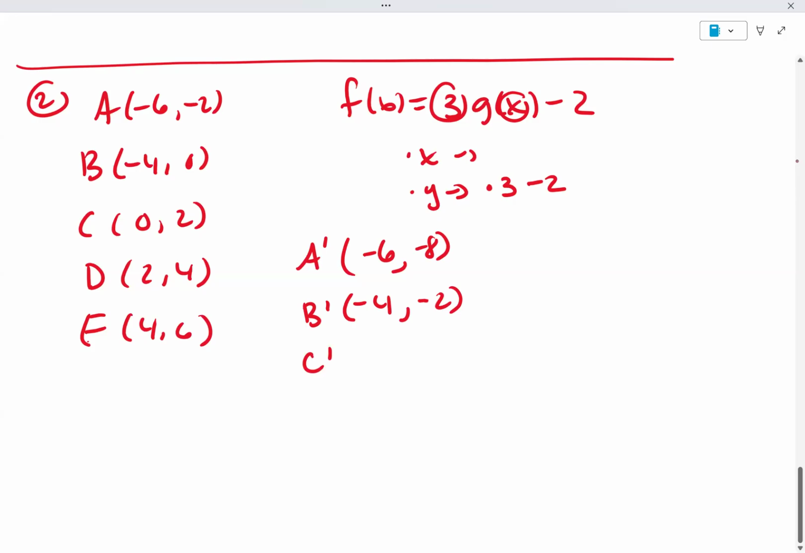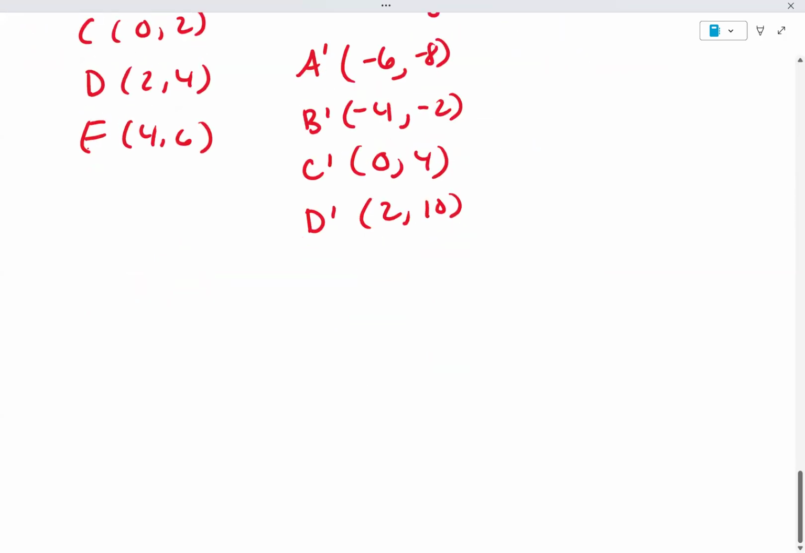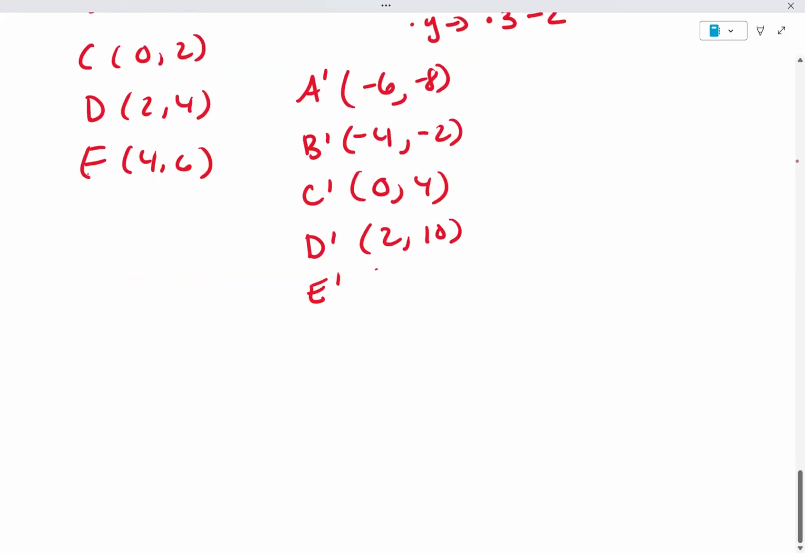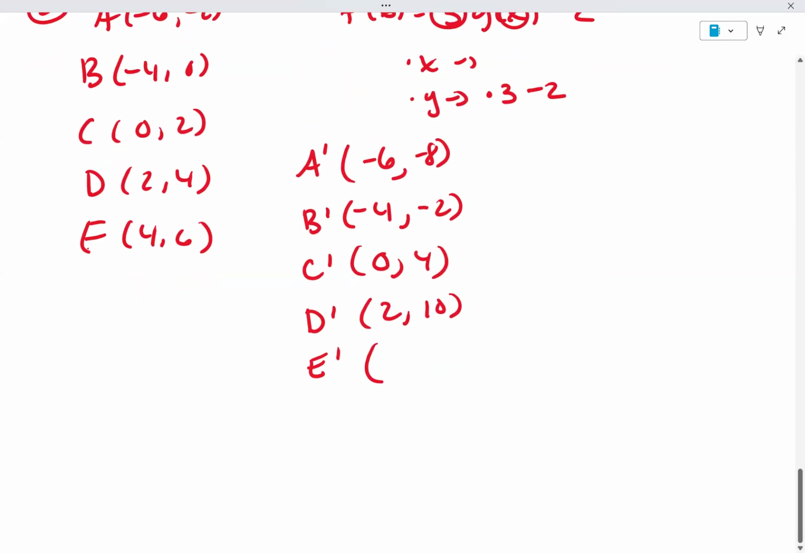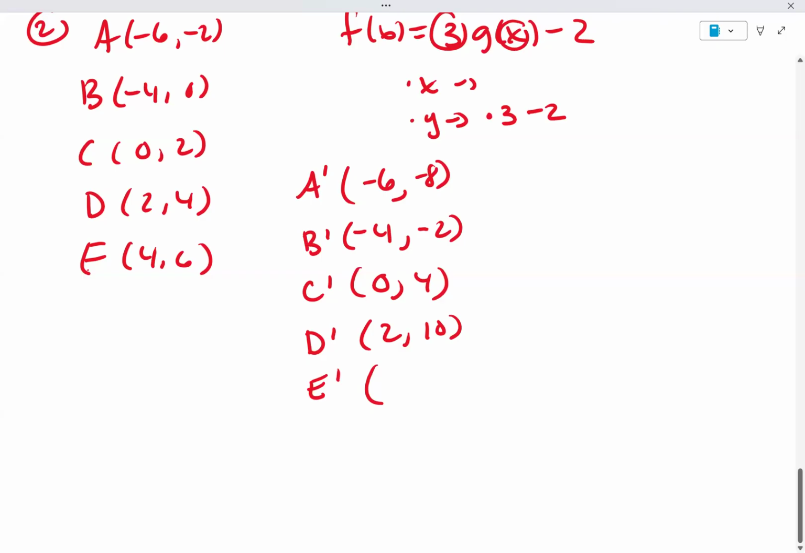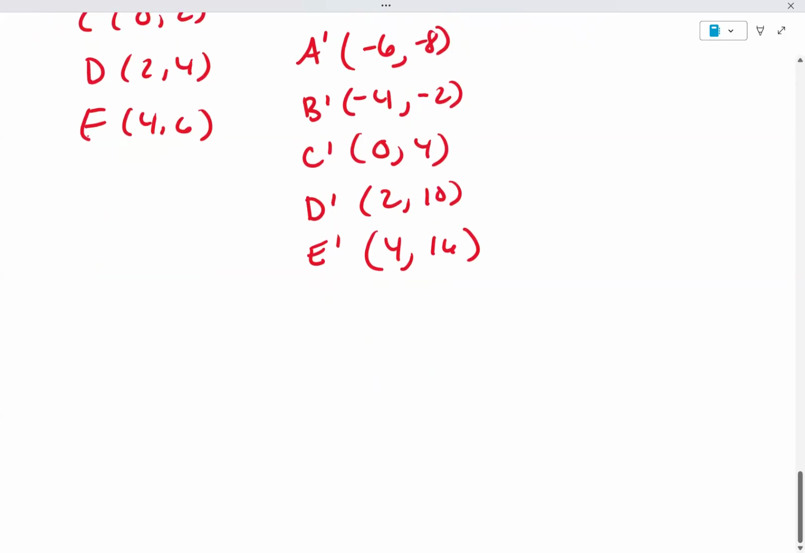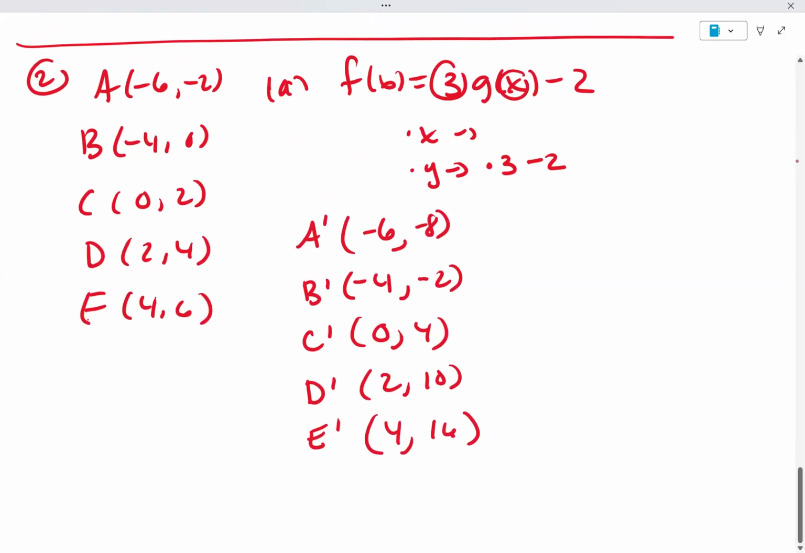For C, keeping the x the same, 2 times 3 is 6, minus 2 is 4. For D, keeping the x the same, 4 times 3 is 12, minus 2 is 10. And for E, no, I'm keeping the x the same. Why do I keep doing that? 6 times 3 is 18, minus 2 is 16. And then in part B, that's the solution to part A.